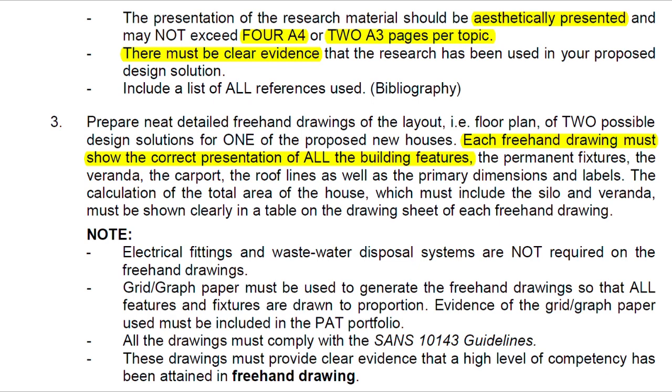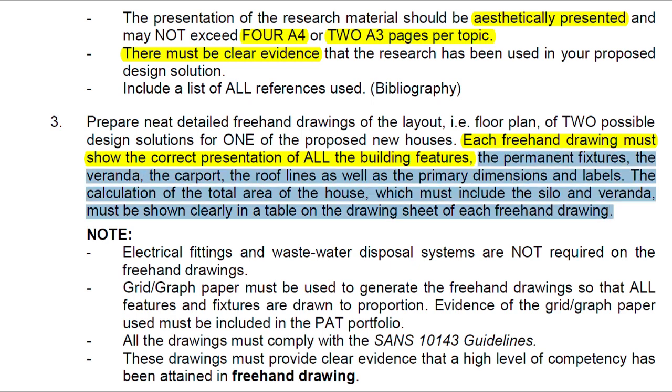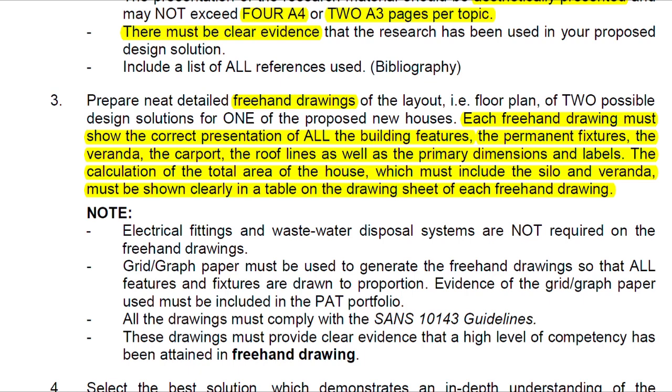The permanent fixtures, the veranda, the carport, the roof lines, as well as the primary dimensions and labels, the calculation of the total area, which must be included. The total area of the veranda must be shown clearly in a table on the drawing sheet. I'm going to highlight all of this because each one of these are important and you need to make sure each one of your freehand drawings meet these requirements. Don't skip on that. Electrical fittings, wastewater dispersal systems are not required on the freehand.